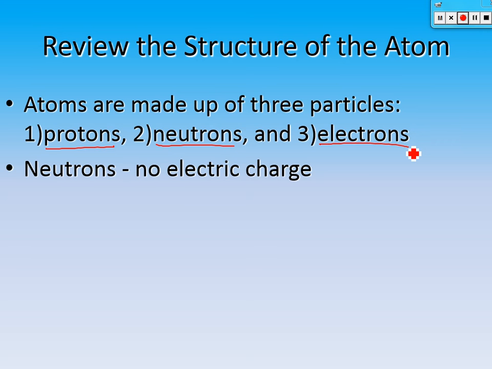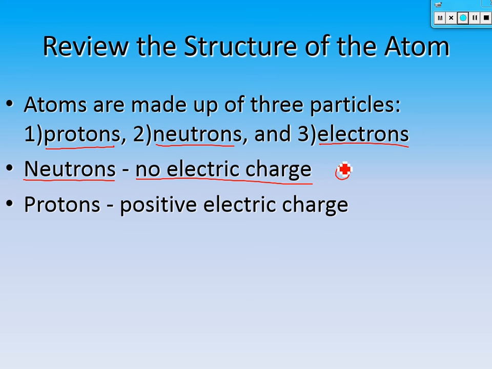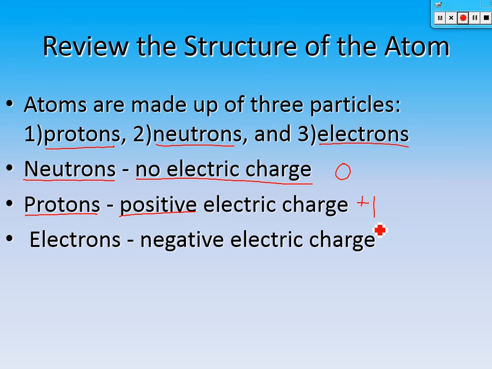Let's talk about their electric charge now. A neutron. It's neutral. That's why it's called a neutron. They have no electric charge, so their charge is 0. A proton, though. What charge does a proton have, guys? Positive. Proton has a positive electric charge, so it has a +1 charge. Okay, electrons then are what? Negative. Yeah, the electrons are negative, so they would have a -1 charge.